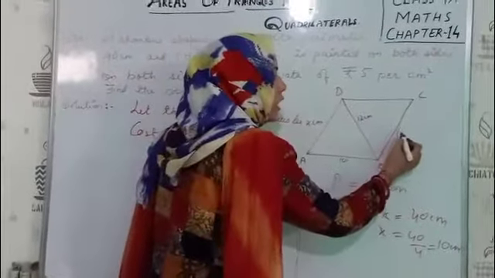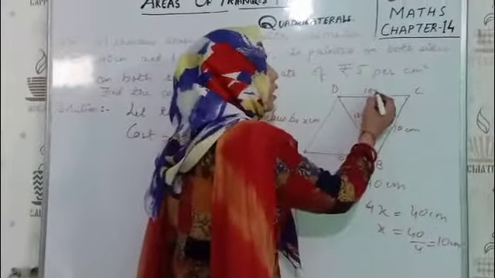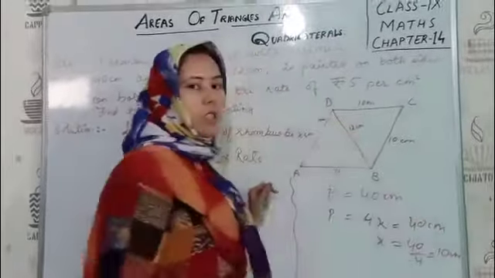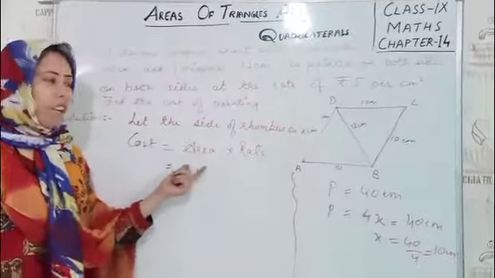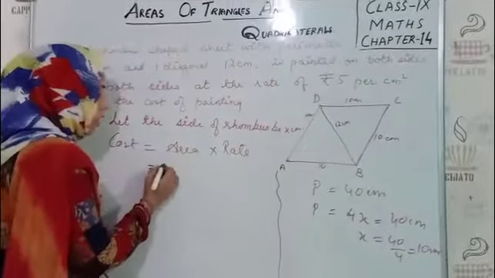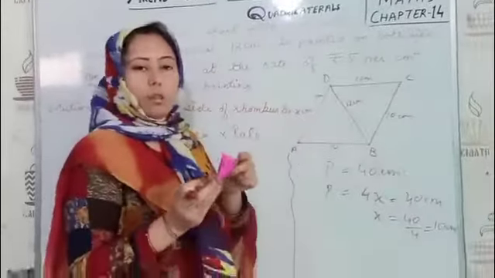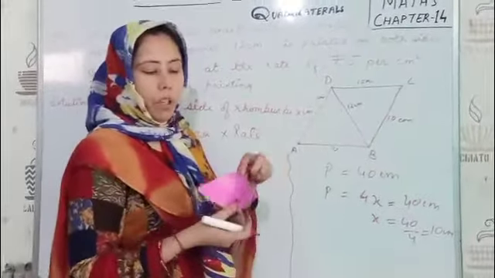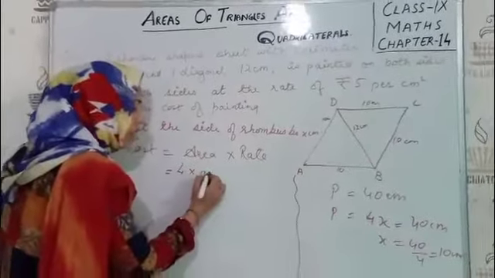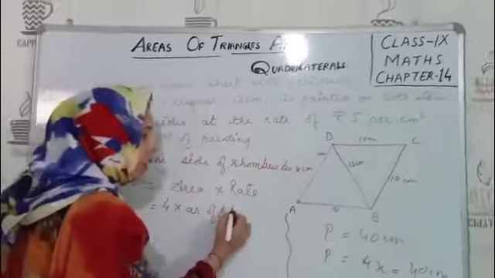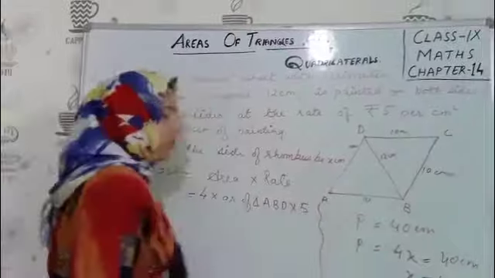इसका मतलब है इसकी साइड्स कितनी हैं? रोम्बस की ऑल साइड्स आर इक्वल. तो सारी साइड्स कितने सेंटीमीटर्स की हैं? 10 सेंटीमीटर की. अंडरस्टूड? तो cost इज इक्वल्स टू एरिया इनटू रेट. एरिया इज इक्वल्स टू हाउ मेनी ट्रायंगल्स आर देयर? 1 2 इन फ्रंट एंड 2 एट द बैक. 1 2 फ्रंट में और 2 ट्रायंगल्स एट द बैक. सो 4 into area of triangle ABD into rate is 5 centimeter per square.